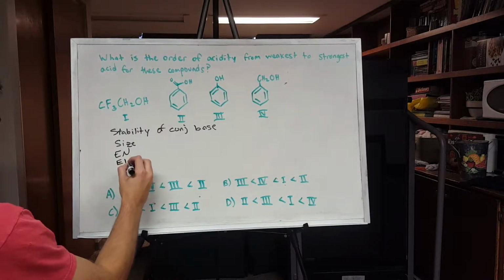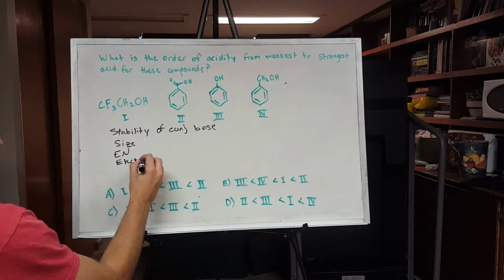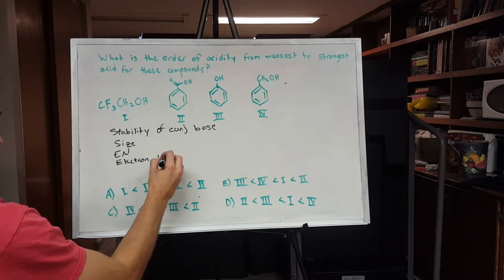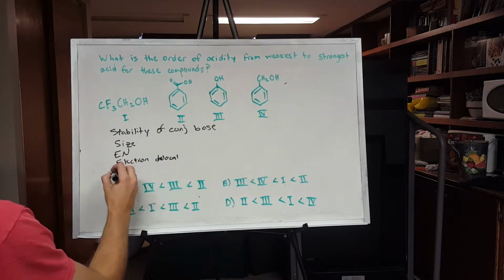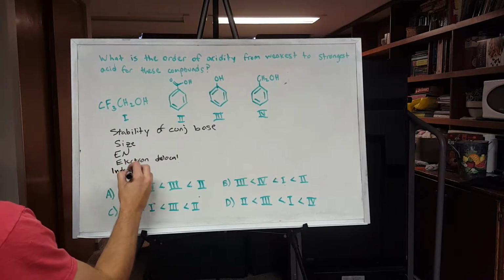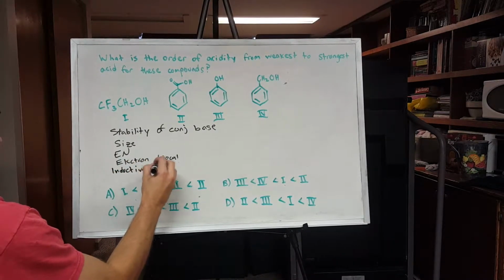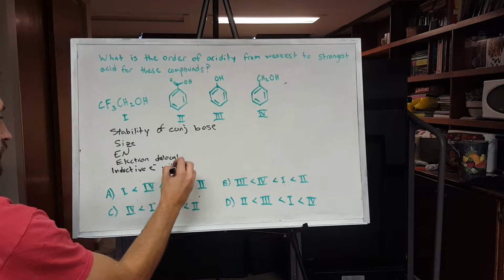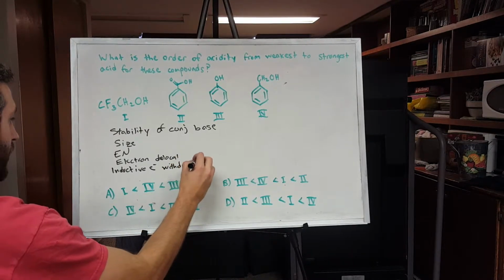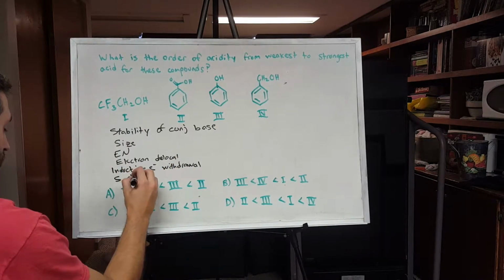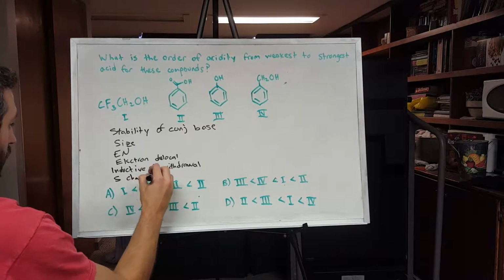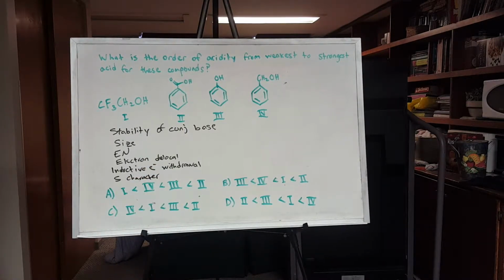We also have electron delocalization. Inductive electron withdrawal is another important one, and s character, meaning double bonds, triple bonds increase acidity. sp2 to sp, more s character, more acidic. Okay, so those things in mind.